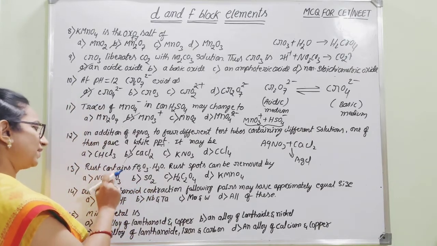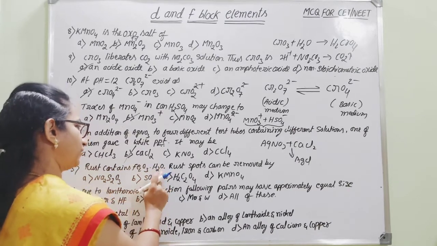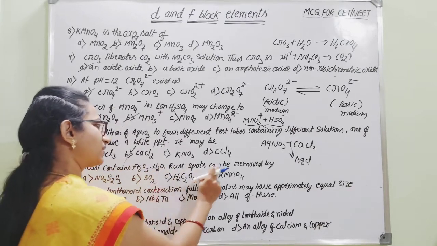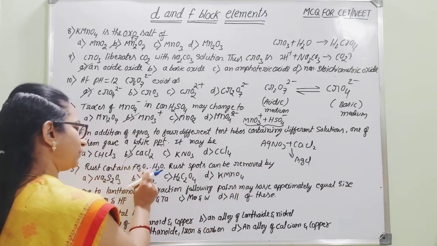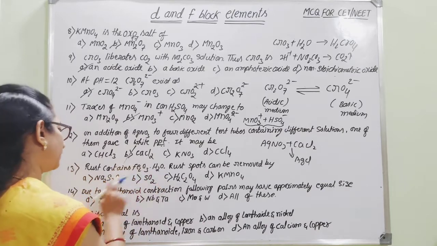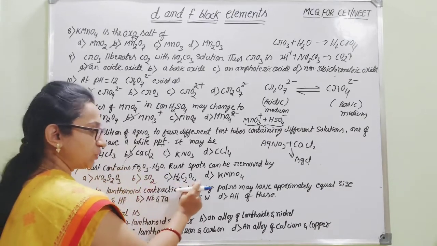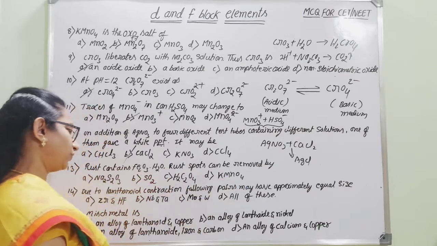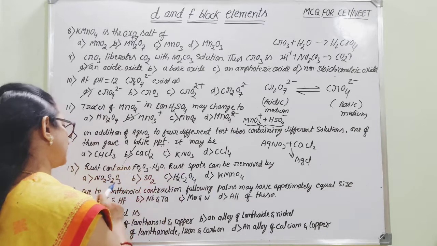Next question. Rust contains Fe2O3 with water. That is, rust spots can be removed by. As you know, the composition of rust will be Fe2O3, which is hydrated with H2O. And here it can be removed by either Na2S2O3 or SO2 or H2C2O4 or KMnO4. So which is that option? Option C will be the right answer.